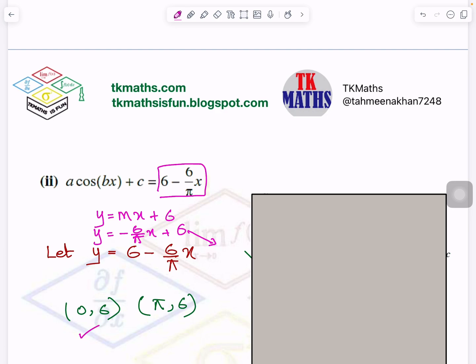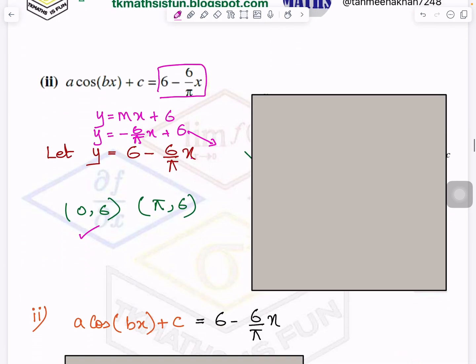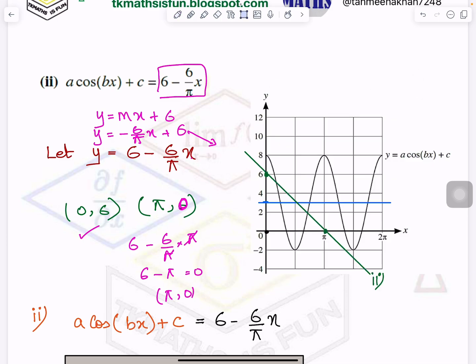For the second point, I have taken x pi, right? When I take that pi, so it will be 6 minus 6 is 0, right? So my values will be pi comma 0. Sorry, I have written it wrong here. Okay, so pi comma 0. So I got my 2 points and I will sketch them and then I will join them to get the line. So here are the points 0 comma 6 and pi comma 0.